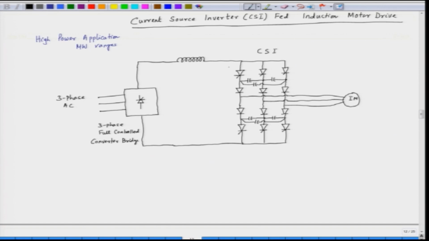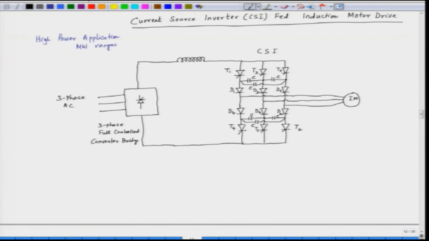Now, these SCRs are named T1, T2, T3, T4, T5 and T6. The diodes are similarly D1, D2, D3, D4, D5 and D6. The capacitors are C, they are all the same value. Each capacitor has the same value, that is C.